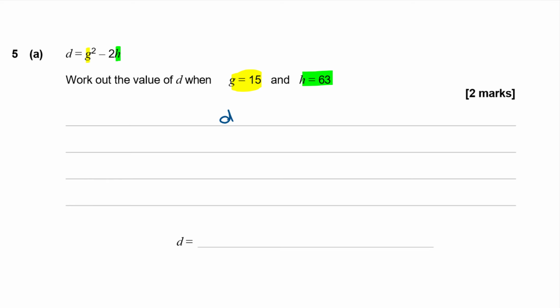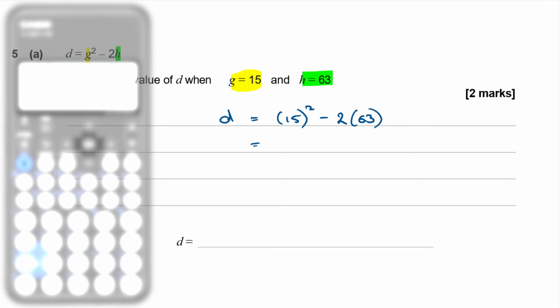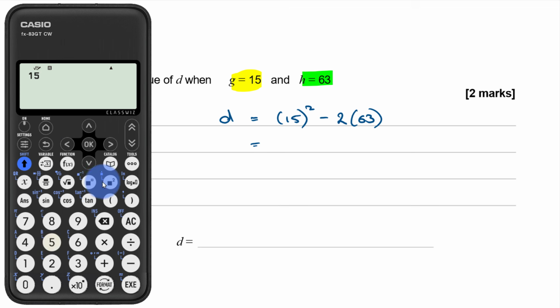So then d is going to be g, but g is 15. So 15 squared minus 2 lots of h, where h is 63. Okay? Just going to do this on my calculator. So 15 squared minus 2 times 63. What does that come to? Apparently that's 99. So that's my answer for d, 99.